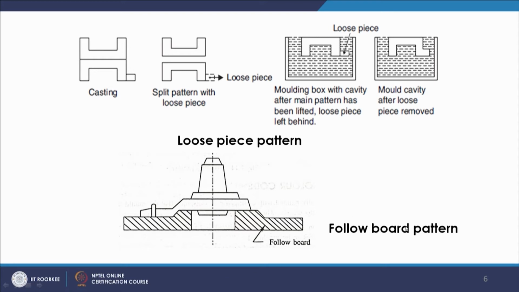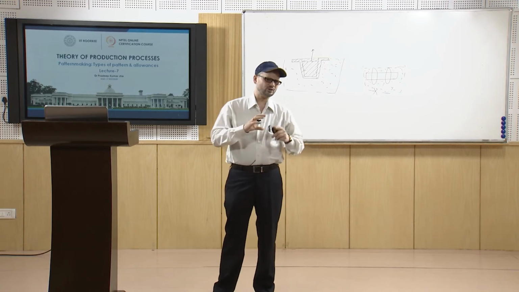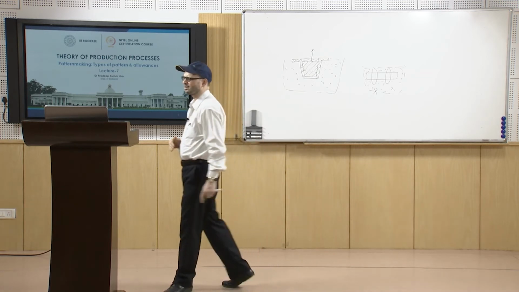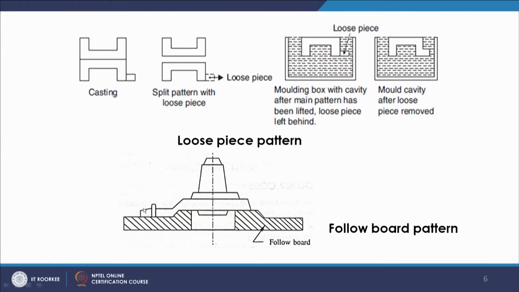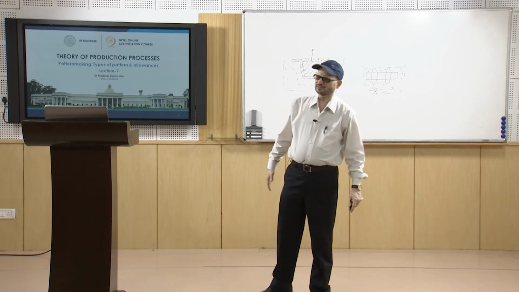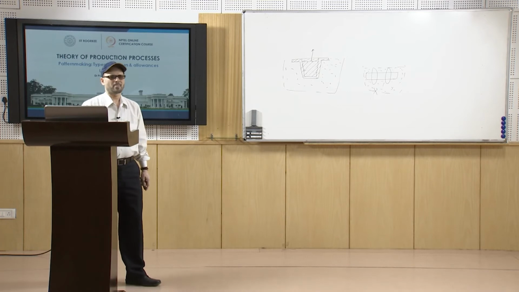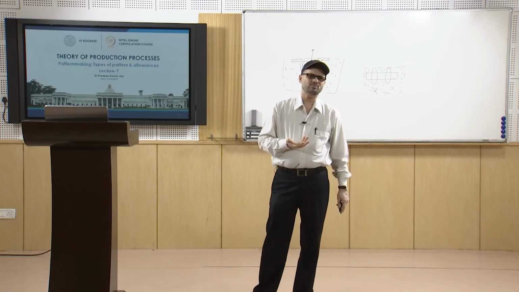Then you have the follow board pattern. Follow board patterns are used when a certain part of the pattern is fragile, and in that case you use a follow board, so that the contour matches that fragile portion. Suppose this portion is configured like this. If you have a normal board, and you put in the sand and ram, this delicate, fragile portion may break or deform, which may lead to a deformed cast product.